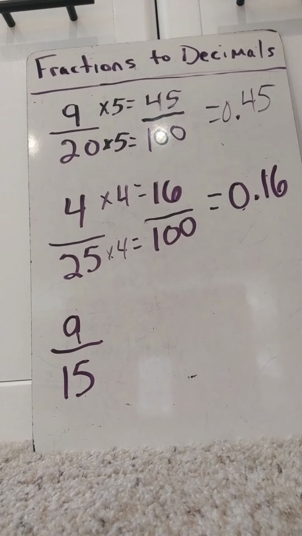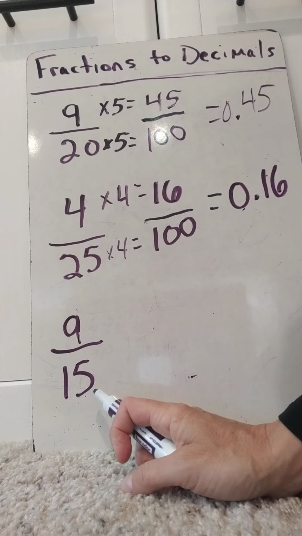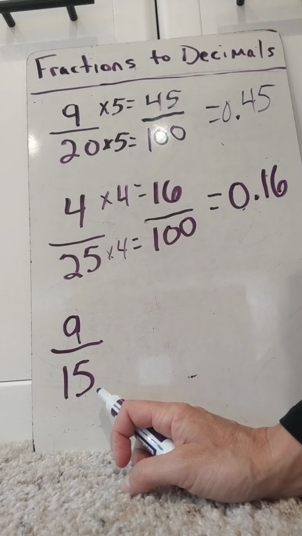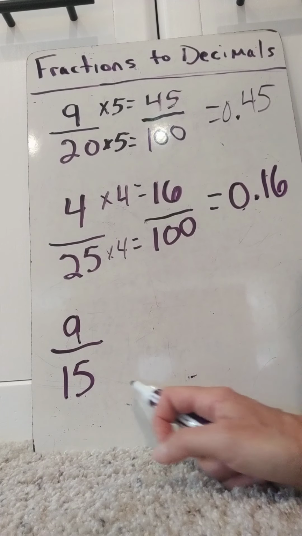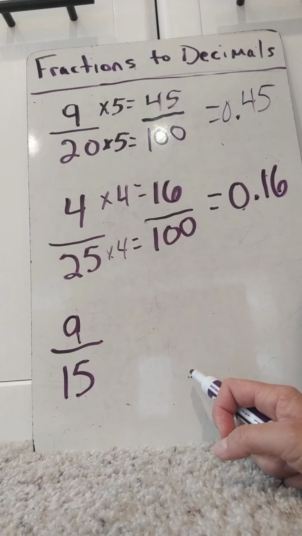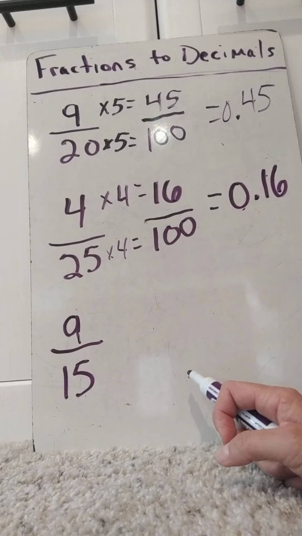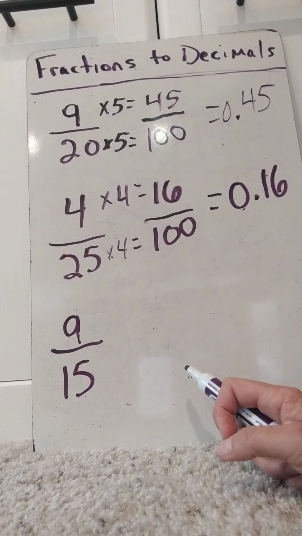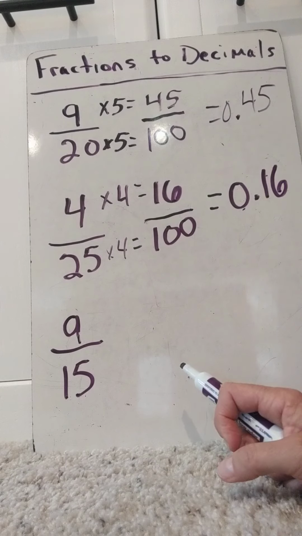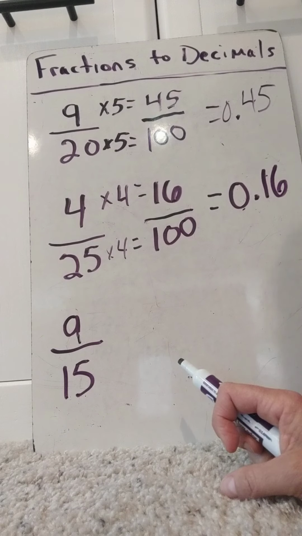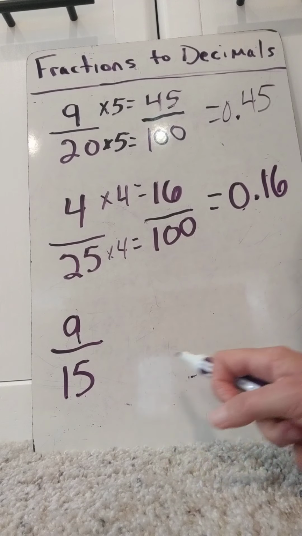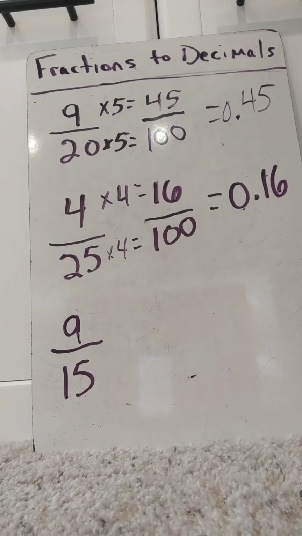But you say to yourself, 15, there is no number. I can't multiply a number by 15 to get to 100. It doesn't work because 20 times 1 is 20, 20 times 2 is 40, 20 times 3 is 60, 20 times 4 is 80, 20 times 5 is 100. It's not going to work. 15 won't work. So what are you going to do then?